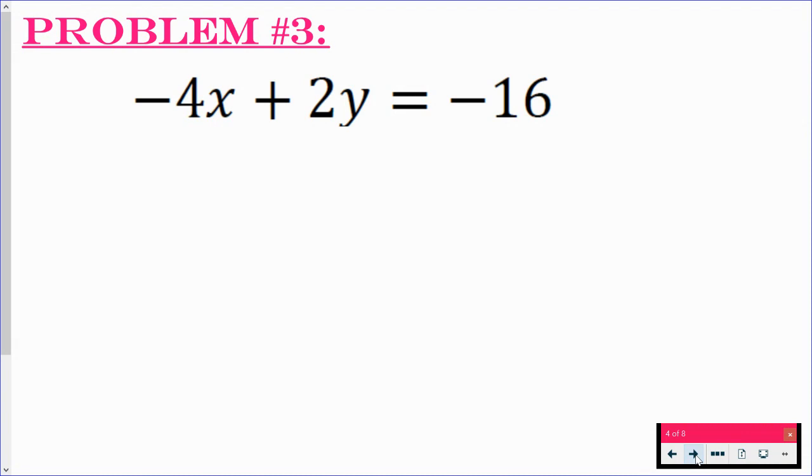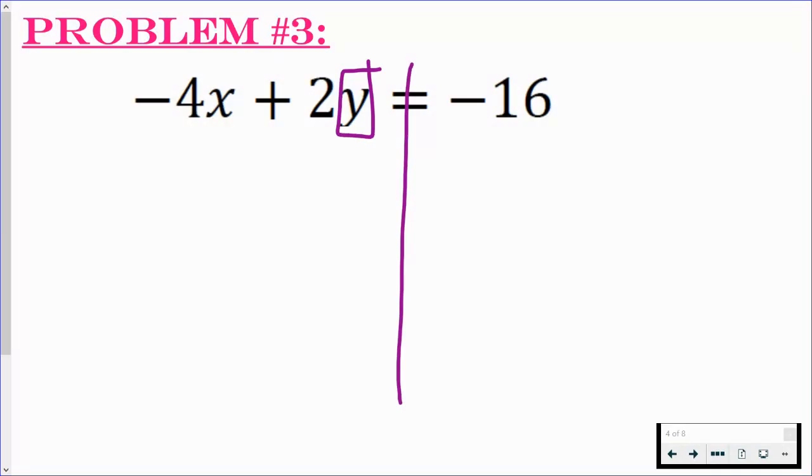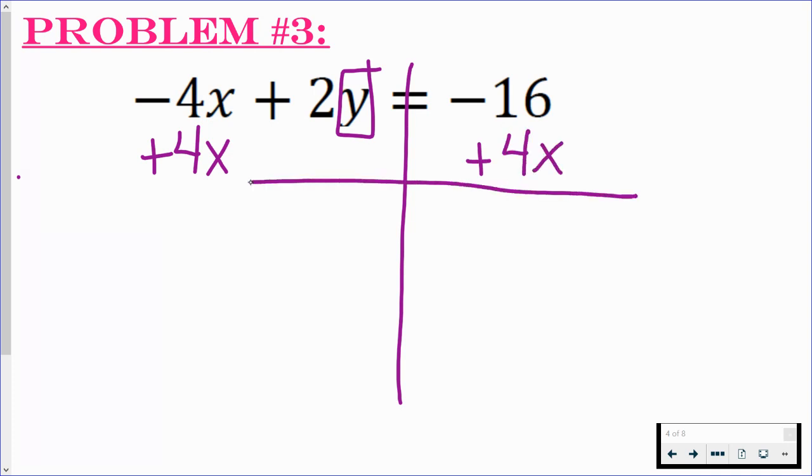Problem number 3. Again, draw my line, box my y, because that's my goal. I want to get that by itself, just like solving equations. I move my x term first. Since it's a negative 4x, I'm going to add 4x. Negative 4x plus 4x, that cancels out. I'm going to bring down my 2y.